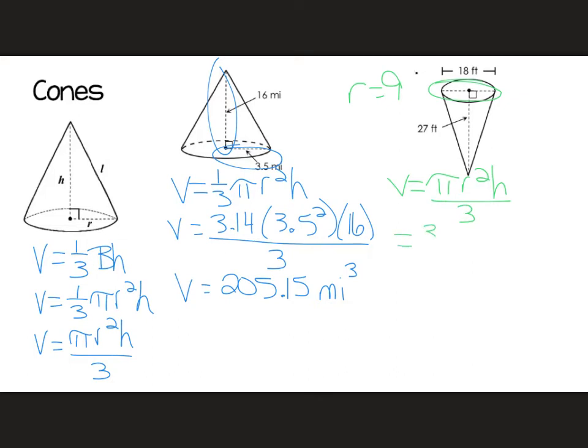So I'm using 3.14. My radius is 9, so 9 squared. My height is 27, and I'm going to divide all that by 3. Formulas are nice. It is just calculator work. So 3.14 times 9 squared is 81 times 27 equals, and then I'm going to divide that by 3. That will be my last step, and I get the volume is 2,289 and 600ths. What am I working in here? Cubic feet. Okay, so that's how you find the volume of a cone.